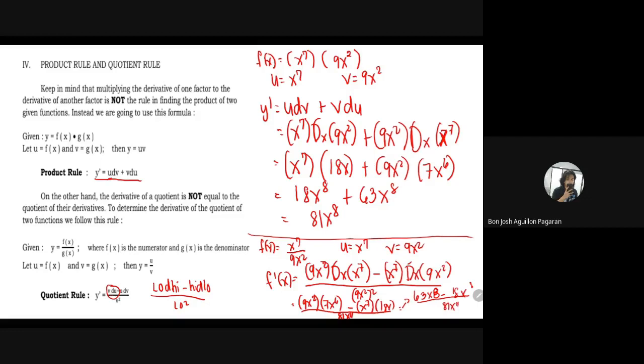Ay, meron pa pala isa. Pakahirap ako. Ulit natin ha. This is the quotient. The quotient rule. Anong problem natin kanina? X squared.